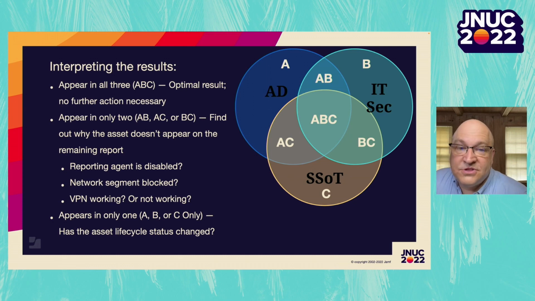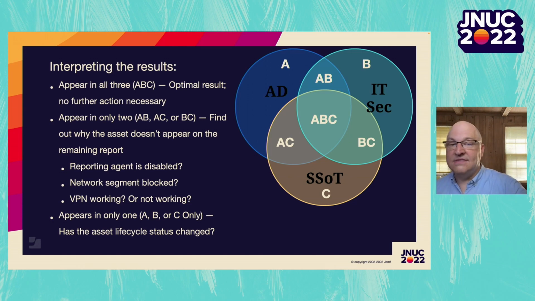So how do we interpret the results? Well, when we do our Venn diagram and bring these things together, our optimal result is where all three are going to agree, that ABC there in the center. That's great. We can say 100% certainty those machines are in the environment, they're being used, bang.